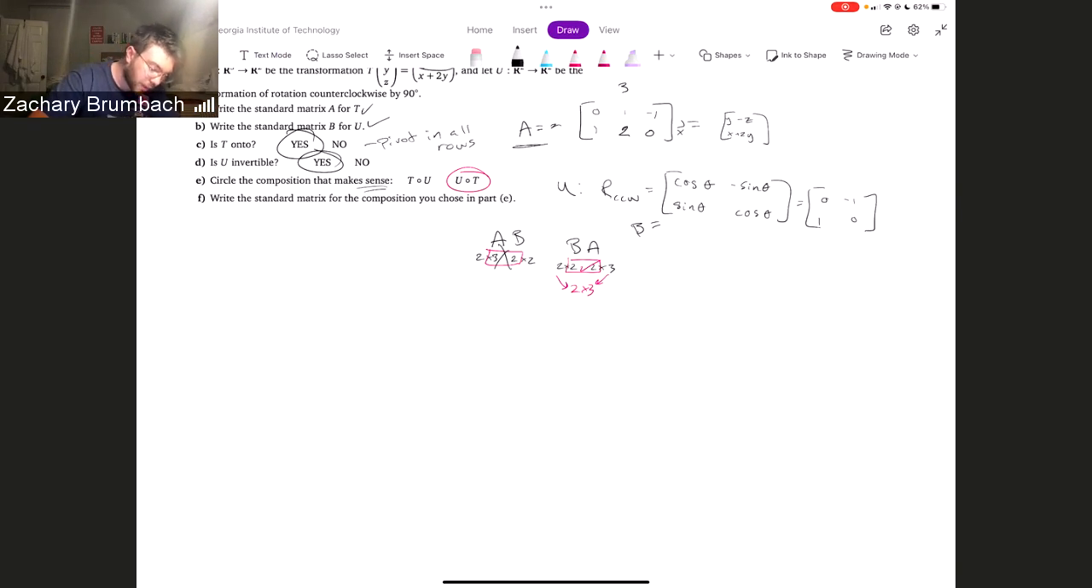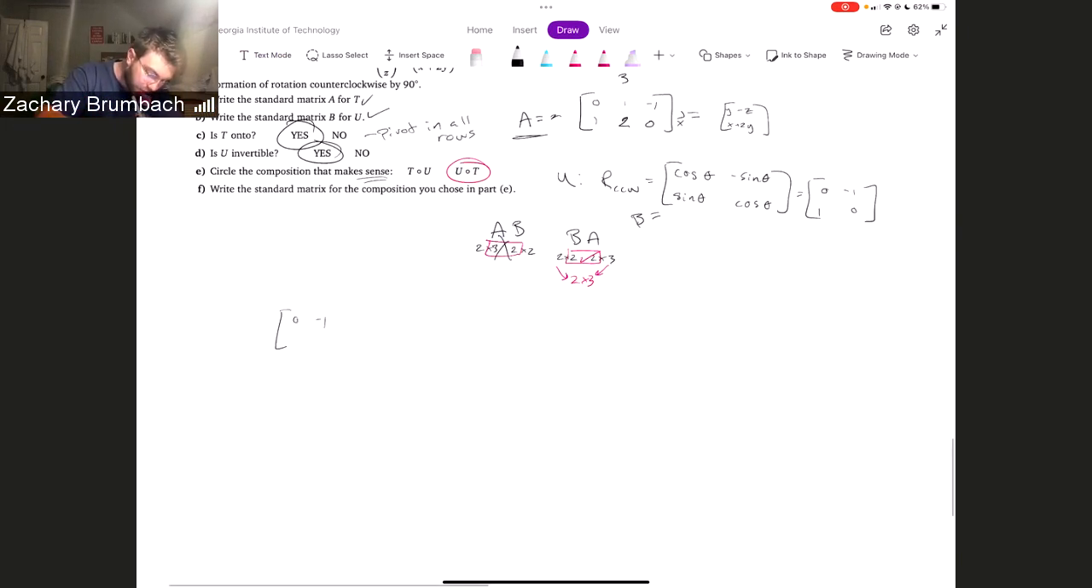And then F says write the standard matrix for the composition you chose in part E. So that's B times A, [0, -1; 1, 0] times [0, 1, -1; 1, 2, 0]. I know I'm moving a little fast, but please ask me or interrupt me if you have a question on something that didn't make sense. Okay. And now we matrix multiply.